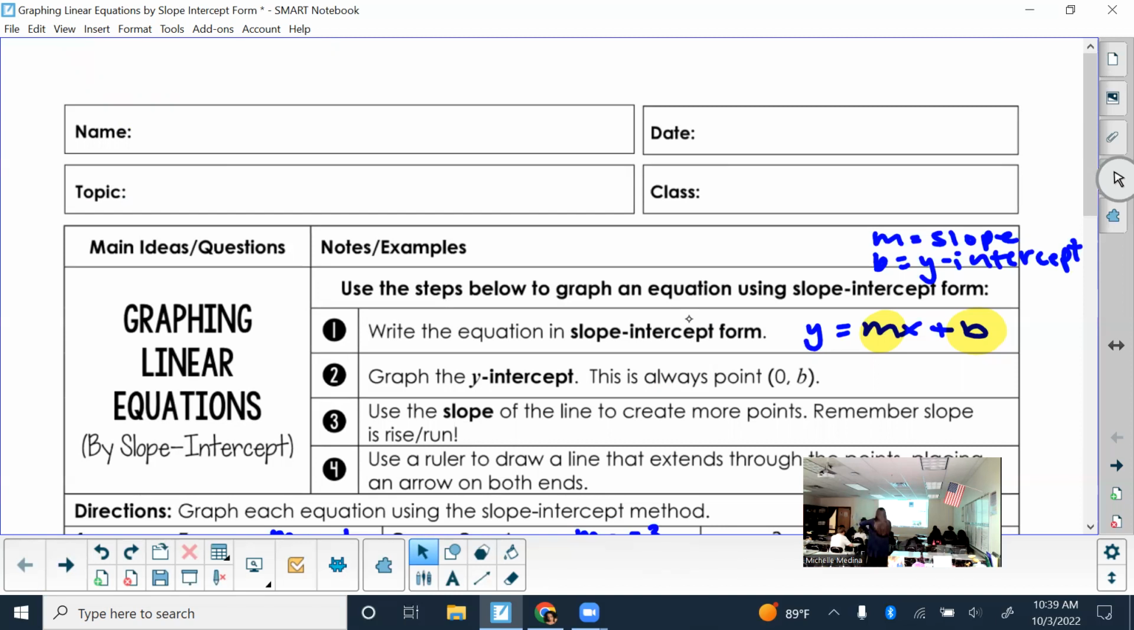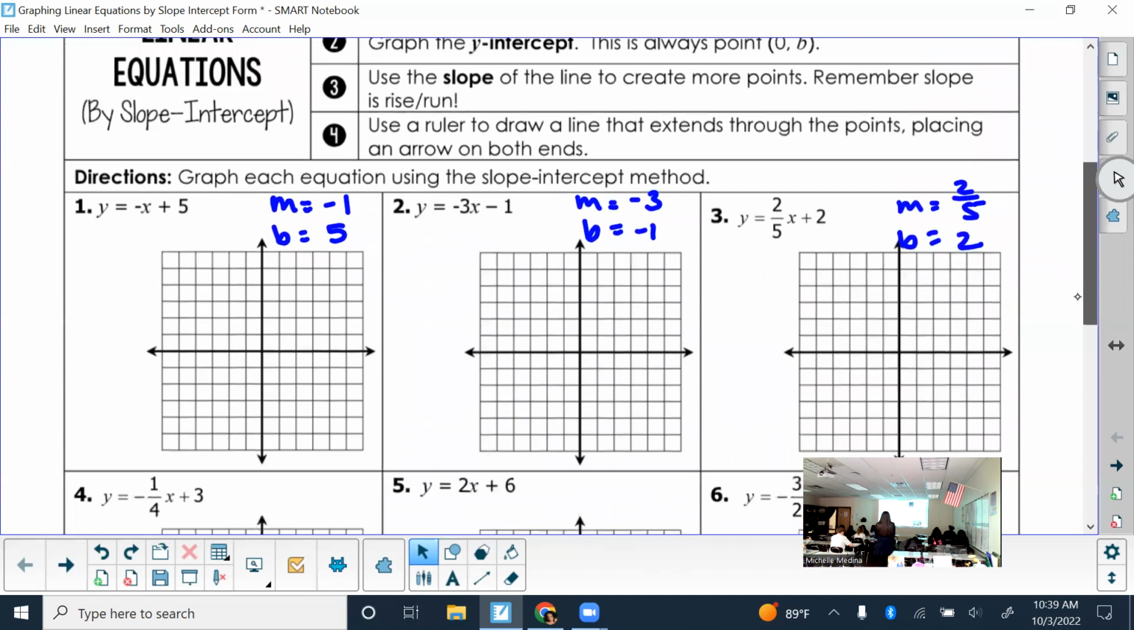Even if you're using a graphing calculator, I know on your test there's going to be graphing questions, and it wants you to put your y-intercept first. So be able to identify your y-intercept, and that's what you'll plot first. So in number 1, we said the y-intercept was 5.